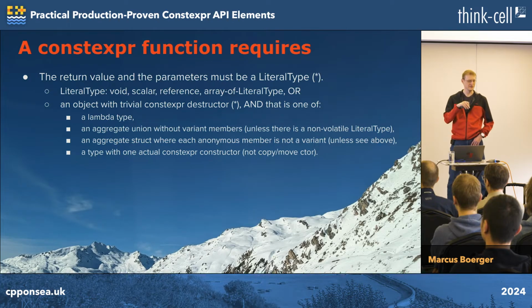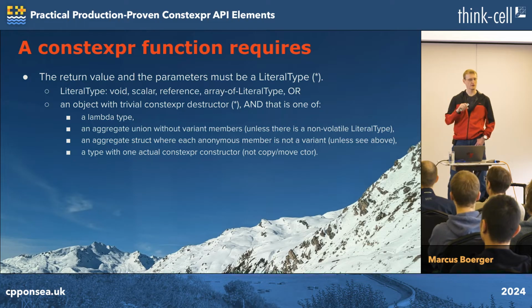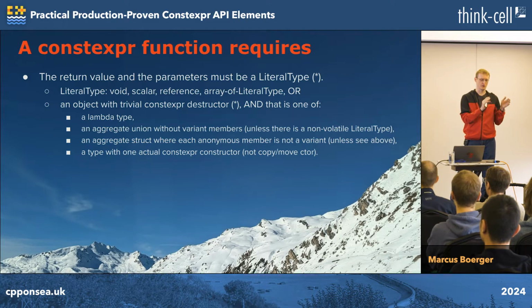So it's a union, and it's a strange union or whatever. The only thing you can't do is, for the purpose of easiness, don't do variants in unions. Right? So that's the easier form than this. An aggregate struct where each anonymous member is not a variant. Well, that's easy. Don't do anonymous members in structs anyway. They are annoying. So, okay, it's an aggregate, and it probably shouldn't have a variant member. A type with at least one constexpr constructor that is not a copy or move constructor. So a real constructor that may be working at compile time.